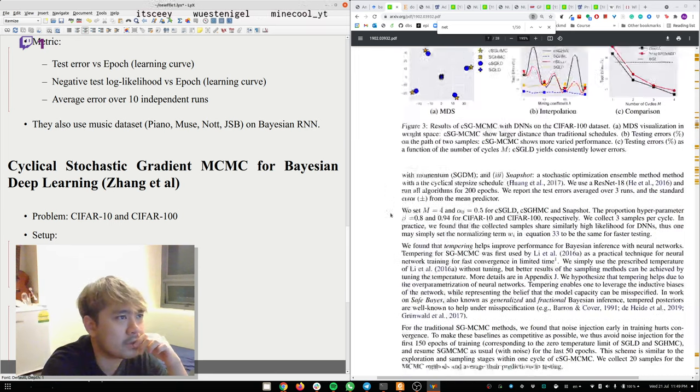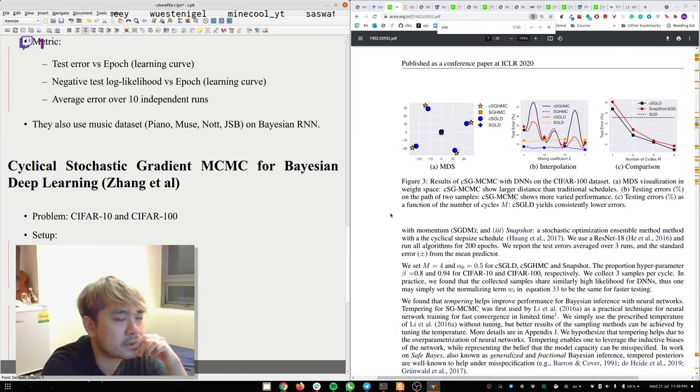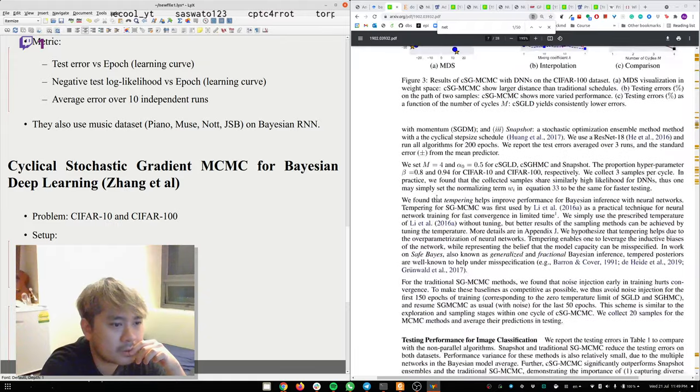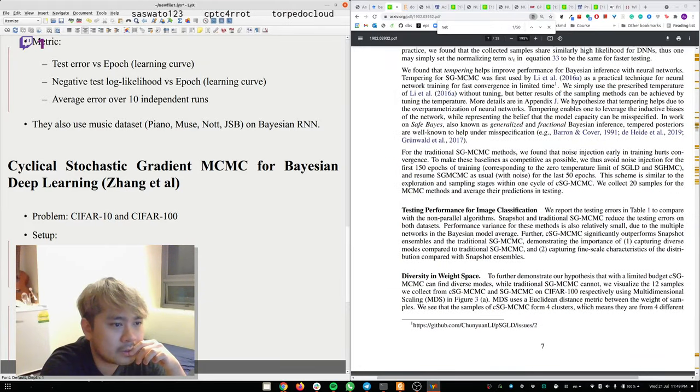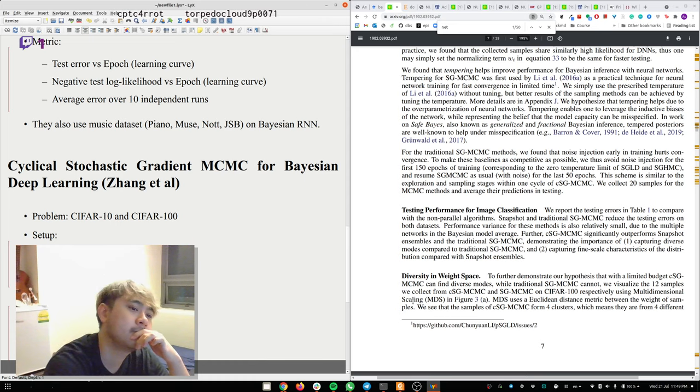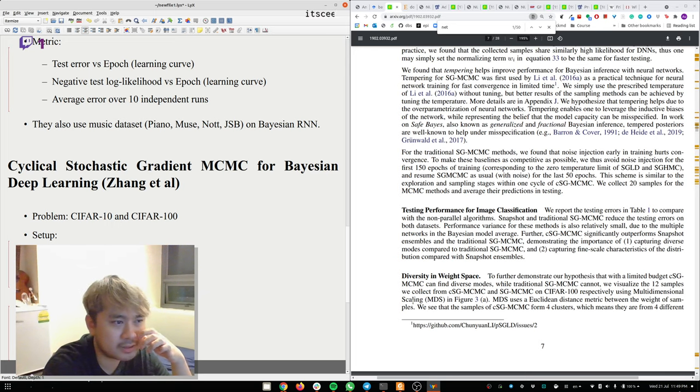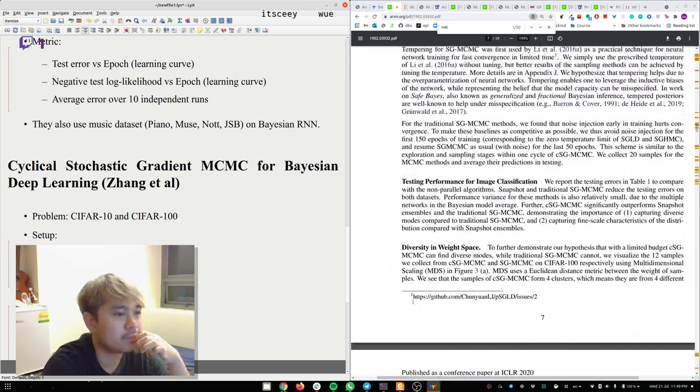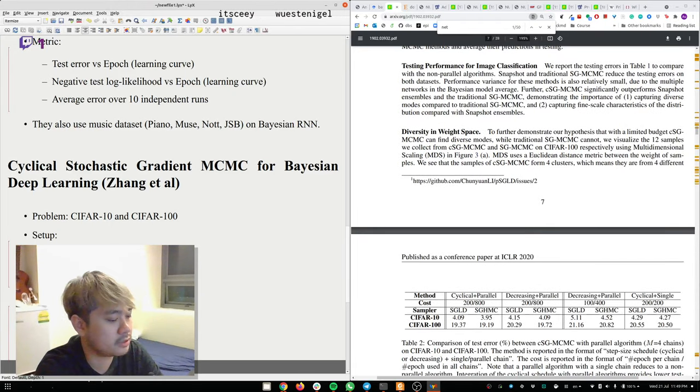This is a little bit interesting. But what's... It's a Euclidean between weights of samples. Between the weight of samples. The weight of samples? The weight of the sample? What? Okay, but the point is mode exploration.